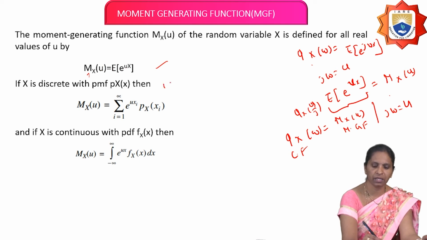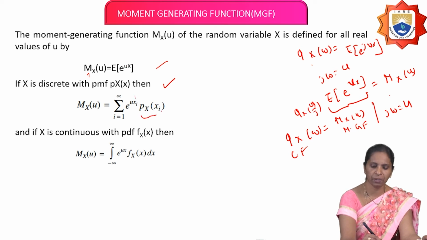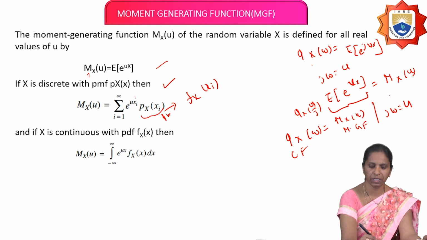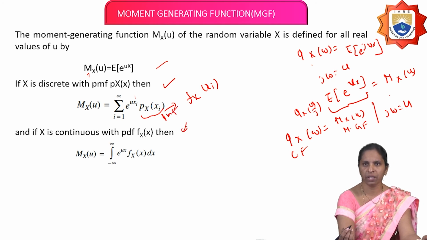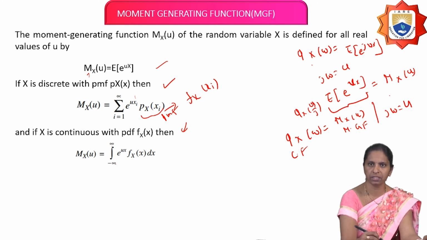In the case of a discrete random variable, how do you find the statistical average? Take the sigma, i equals 1 to N, of e power u x_i into the corresponding probability mass function, nothing but f_X(x_i), the probability at X equals x_i, which is called the probability mass function. In the case of a continuous random variable, M_X(u) equals the integral from minus infinity to infinity of e power ux into the density function f_X(x) dx.